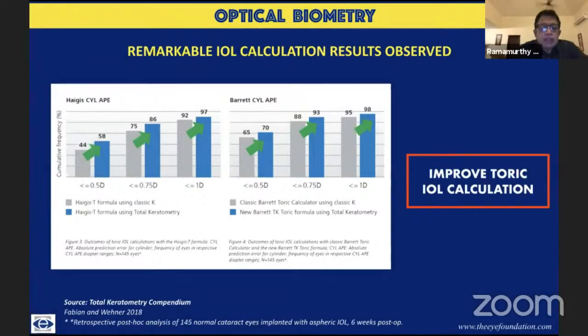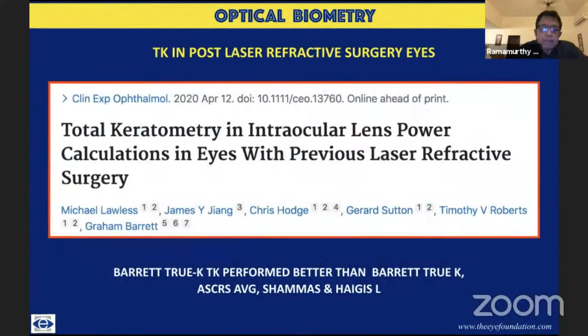Whether it's the Haigis or the Barrett that's used, incorporating the actual measurement of the posterior corneal curvature, whether you have a cutoff of 0.5 diopters or 0.75 diopters or a 1 diopter difference in the toric IOL power calculation, you find there is a significant improvement when you actually measure compared to what is mathematically assumed in the older Barrett formula. And again, we all know that when it comes to the post-refractive surgery scenario, because of the change in the alignment between the anterior corneal curvature and the posterior corneal curvature, it becomes quite a challenge.